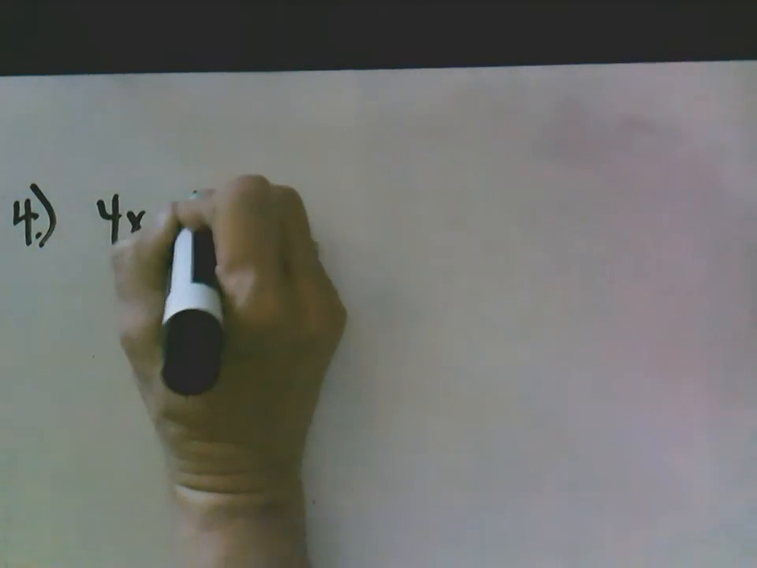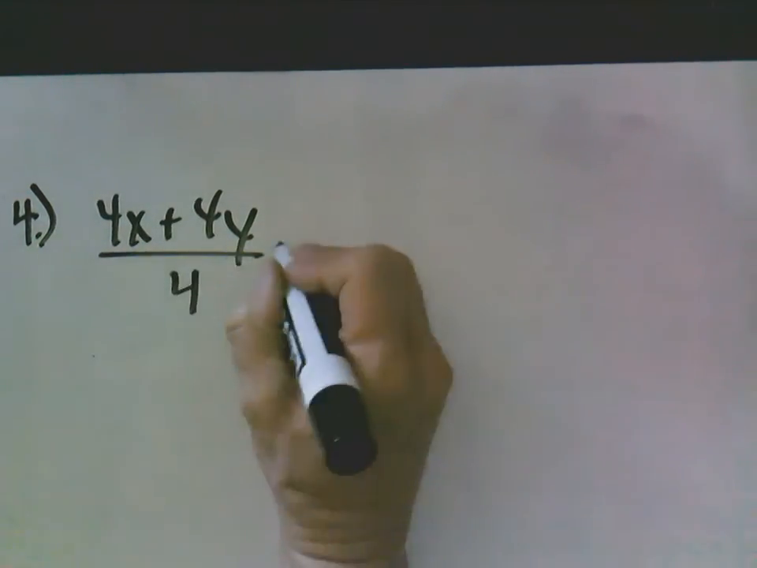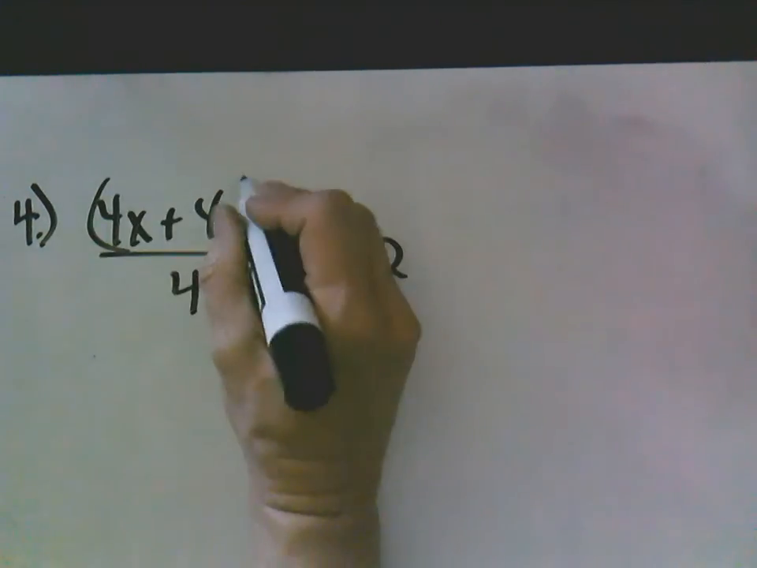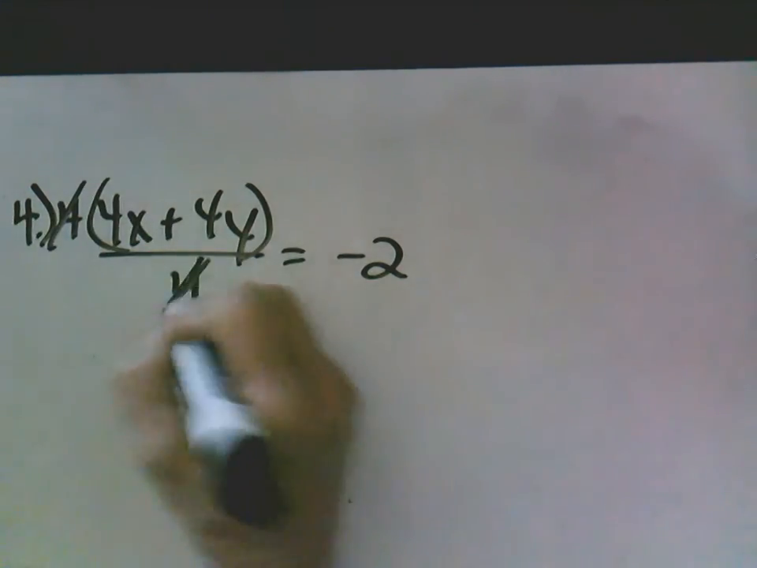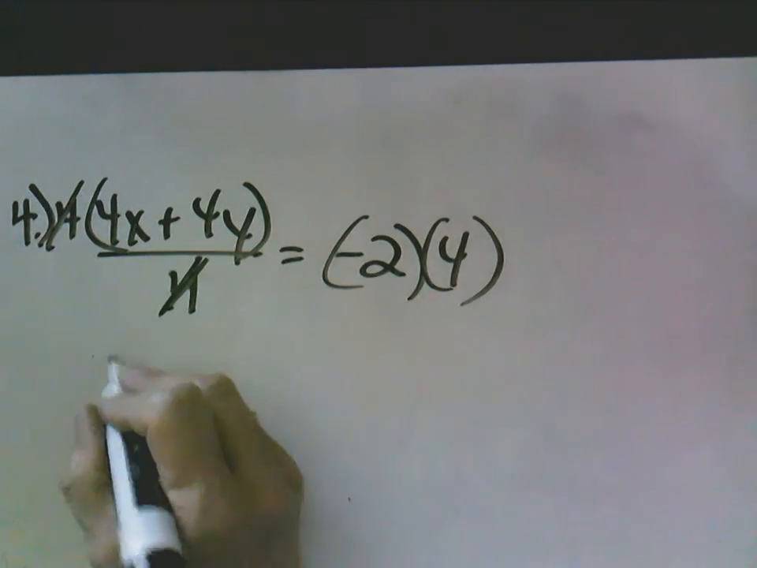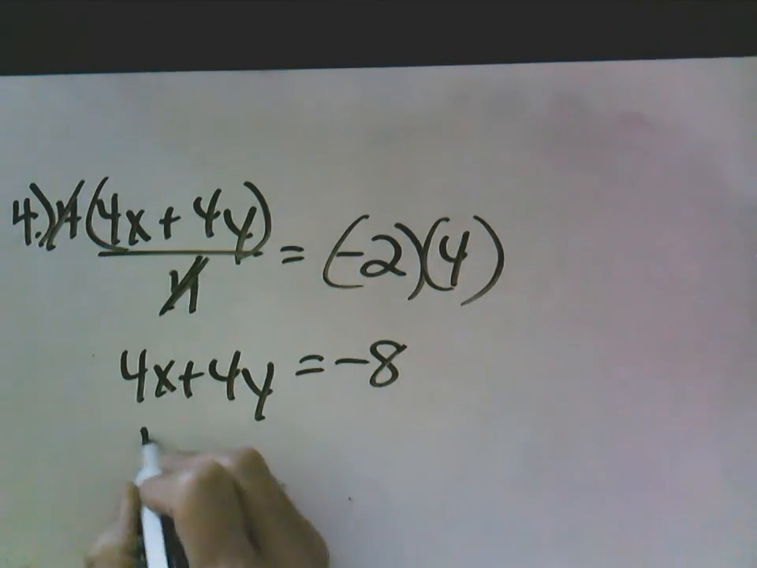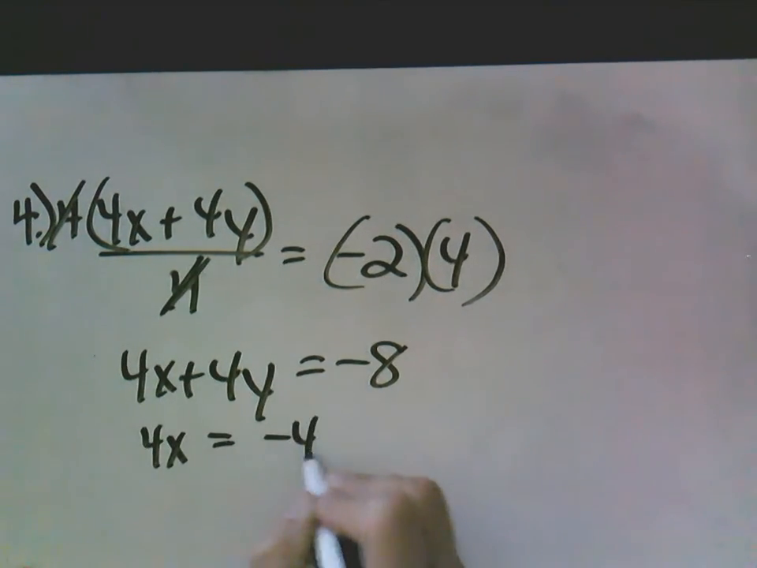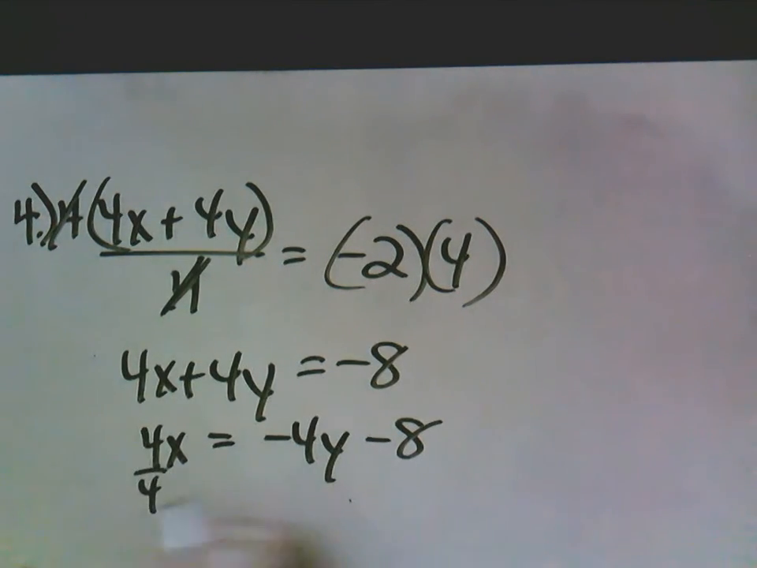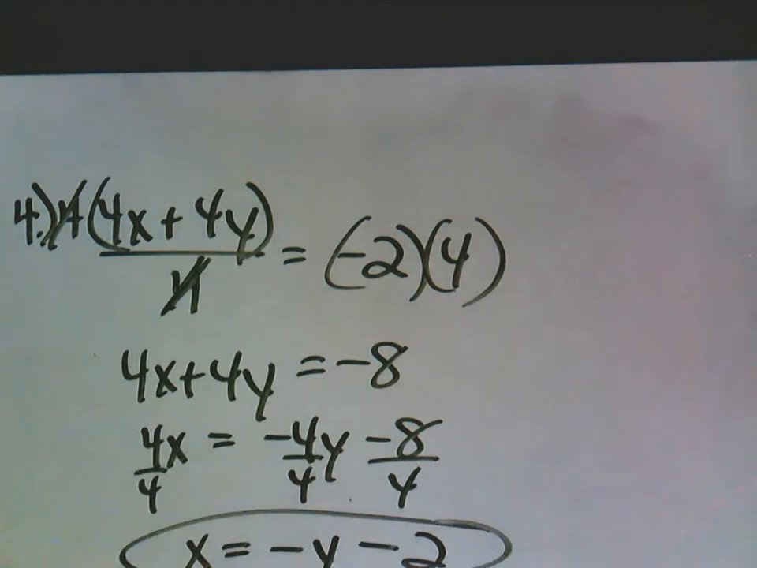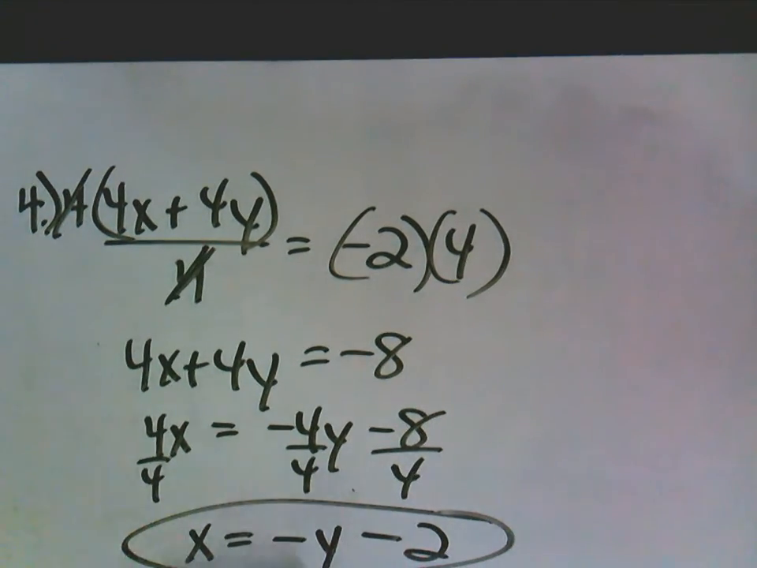So, number 4, 4x plus 4y over 4 equals negative 2. I'm going to multiply everything by 4 so I can get rid of that. And I get 4x plus 4y equals negative 8. I'm solving for x, so I subtract 4y from both sides. Divide by 4, divide by 4, divide by 4. X equals negative y minus 2. And remember, if you got negative 2 minus y, just as good.